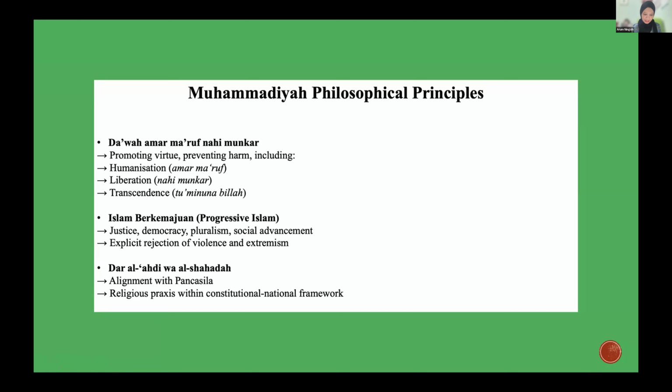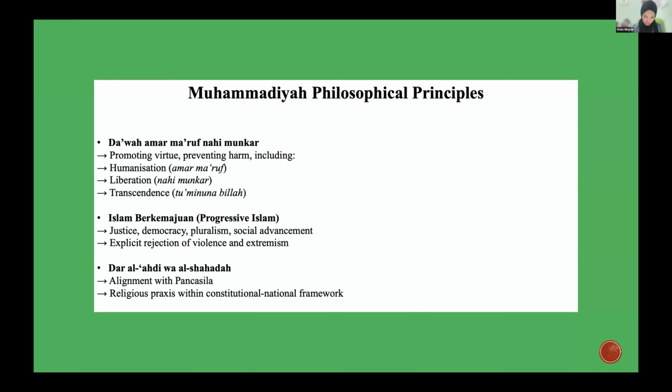Before discussing digital strategy, it is important to briefly situate Muhammadiyah institutionally and ideologically. Founded in 1912, Muhammadiyah is a reformist social religious movement in Indonesia. It is deeply involved in education, healthcare, social welfare, interfaith dialogue, and civic advocacy. Its guiding philosophy is dakwah amar ma'ruf nahi munkar, that means promoting what is good and preventing harm. Participants in this study framed dakwah not as dogmatic proselytization, but as an ethical and pedagogical process aimed at cultivating virtuous individuals and responsible citizens.